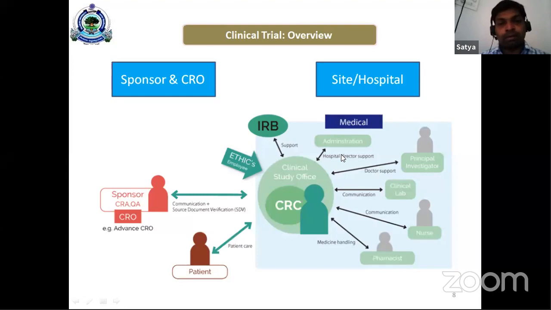In the hospital, mainly it's the CRC role, clinical research coordinator, who is the point of contact for each and everyone. He will be in contact with the ethics committee to get approval for the protocol. He will contact the medical team, like the principal investigator, and the hospital administrative team. He will take support from the principal investigator, and he will communicate with the lab to perform the laboratory work, and with the nurses for adverse event reporting. Then he will get medicines from the pharmacy, and he will be involved with the patients in taking the ICF and all. So the CRC would be the center point in conducting a clinical trial at site level.